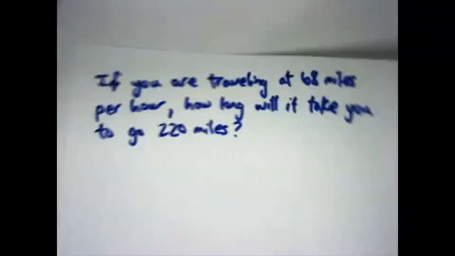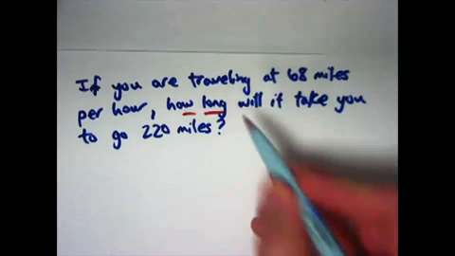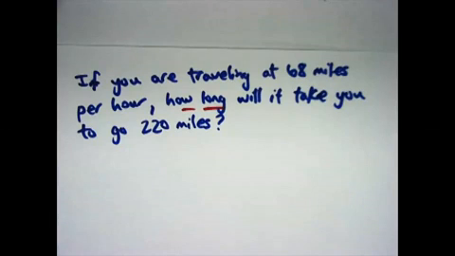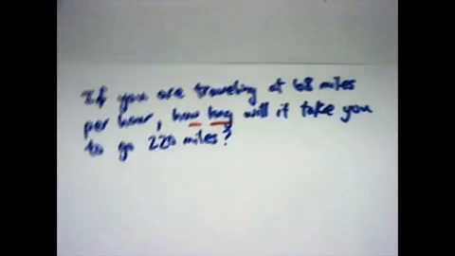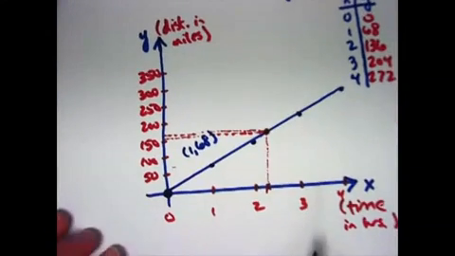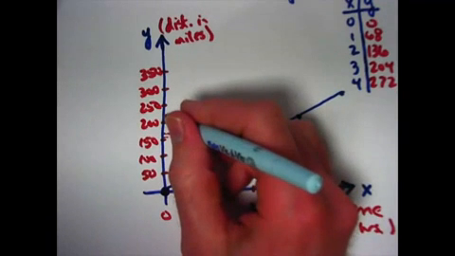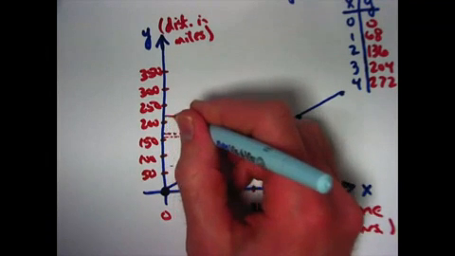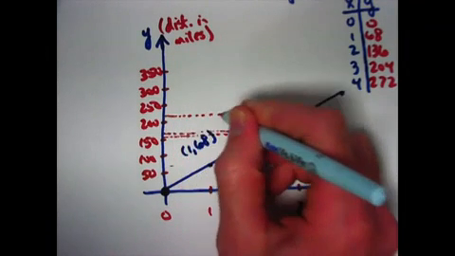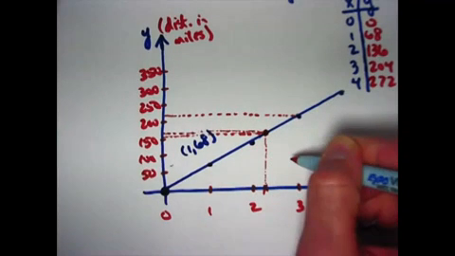Here's a question. If you're traveling at 68 miles per hour, how long will it take you to go 220 miles? How long? An amount of time. We want to know x instead of y now. We're going to go 220 miles. How long will it take us? We can estimate it from the graph by going up to 220 and going over as best we can horizontally to the graph. And then back down.